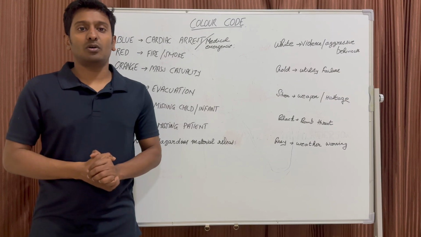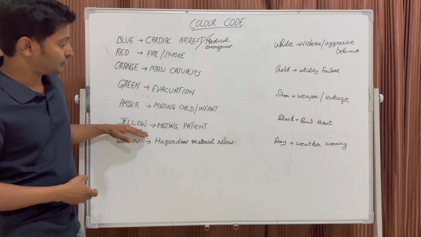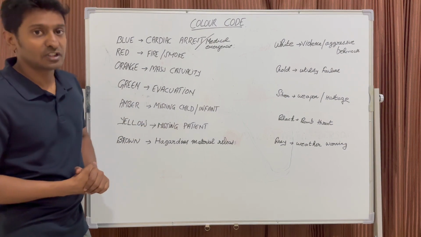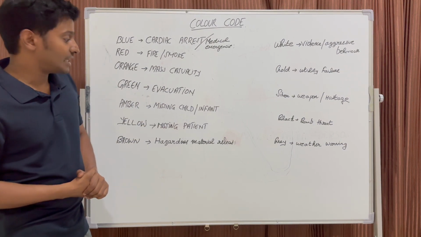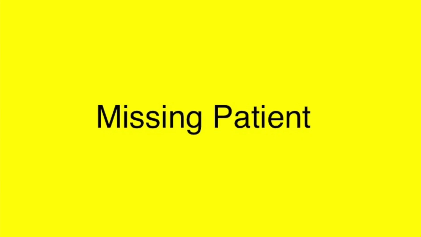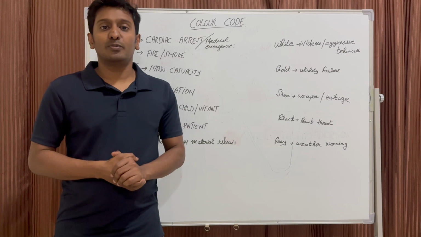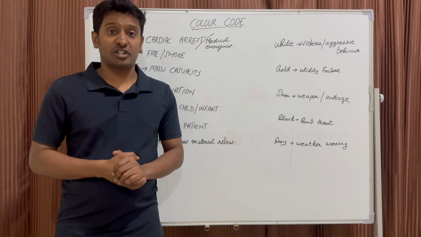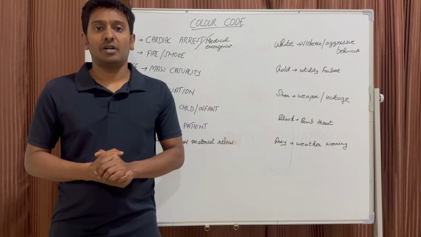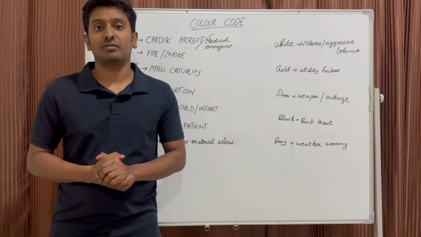Next, we will talk about code amber and code yellow together because both are related to missing persons. Code amber is a missing child or infant. Code yellow is a missing patient. Once this code is announced, the hospital premises will be thoroughly checked, and in some places the exit doors will be closed. And if they remain lost or if they can't be found, they will inform the higher authorities.